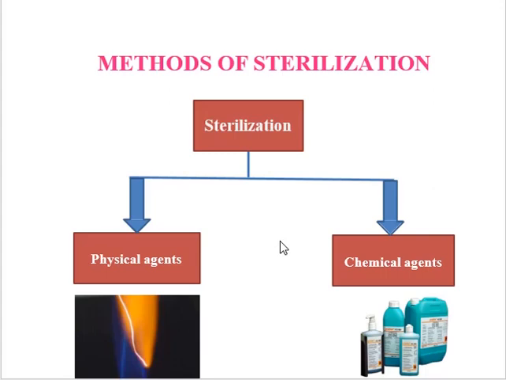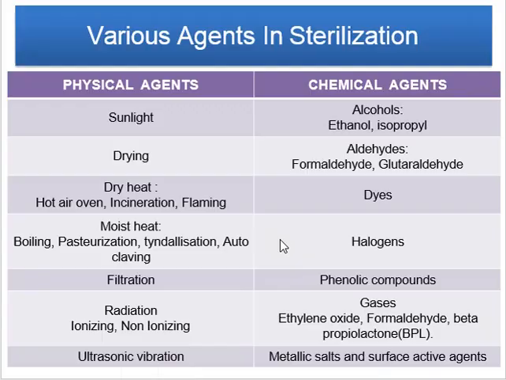If we talk about the methods of sterilization, we have two kinds of agents which can be used in sterilization: physical agents and different chemical agents. In this slide, you can see various agents in sterilization, physical and chemical, as we already talked about.